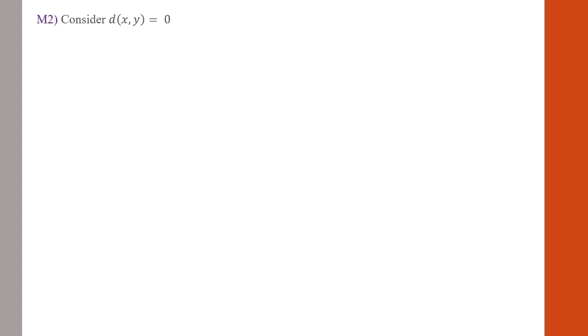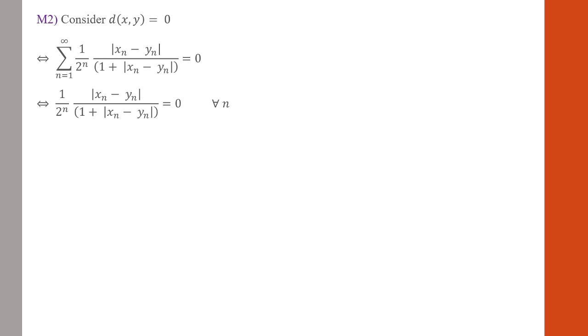Now next we have to prove the coincidence. For that, consider d of xy is equal to 0. Now putting the value of d of xy by the definition of d, as the summation of all positive values is equal to 0, the individual values must be 0. So for all n, we get this.